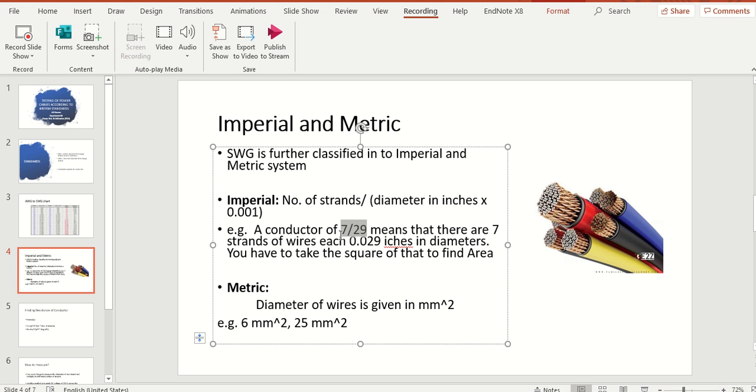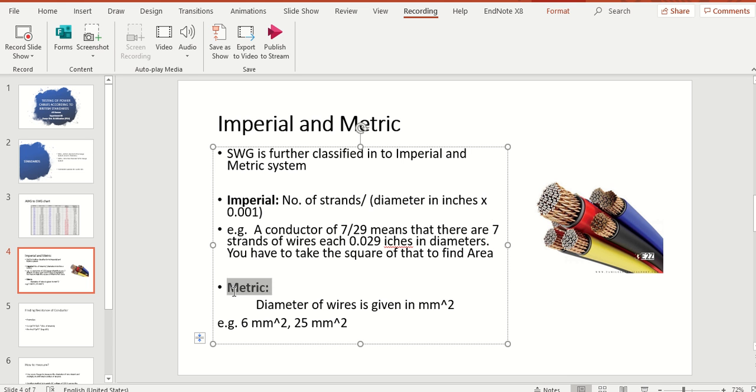Just imagine there is a wire, there is a cable, and there are 7 strands, and each of them is 0.029 inches in diameter. Why do we write 29 and not 0.029? It's just for simplicity. 29 is easier to read than 0.029. That's why I wrote that you have to multiply it by 0.001.